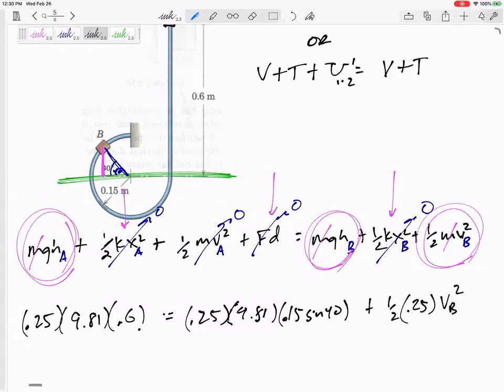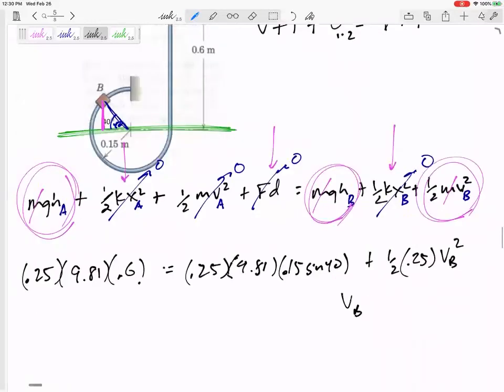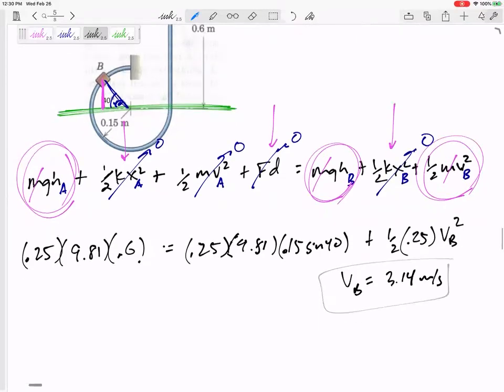mv squared. This is only one equation, so I should only have one unknown in my problem, right? There's not like an x equation and a y equation. So maybe it's a good sign that there's only one unknown. I can solve for vB. We're trying to find the velocity at B, and then we're going to find the normal force at B. Velocity at B is 3.14 meters per second. 3.14 meters per second.